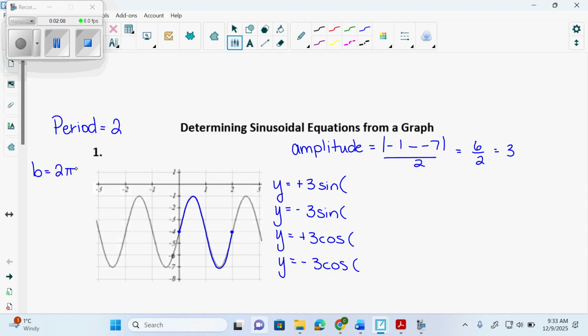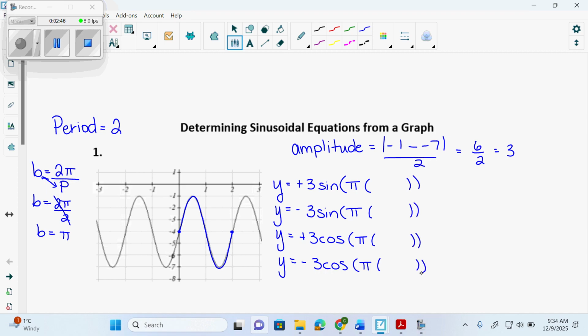Remember, if you have b and you need the period, it's 2 pi over b. They just swap, correct? So if I have the b, then I can get the period. If I have the period, I can get the b. So b equals 2 pi over 2. So b is pi. So probably on the test, if it's a multiple choice, two answers will have 2's in them. 2 answers will have pi's. Right? Common error. So pi is the right one. So pi, pi, pi, pi, boom, boom, boom, boom.